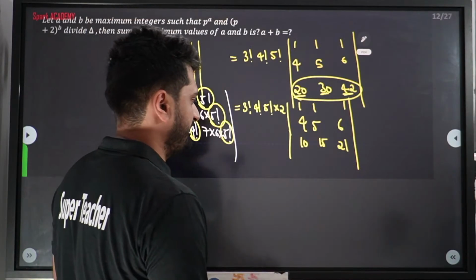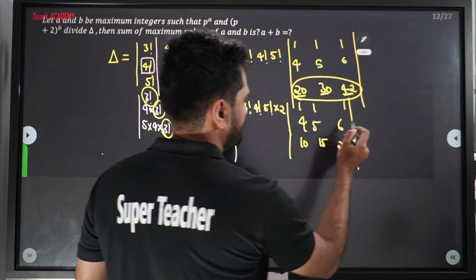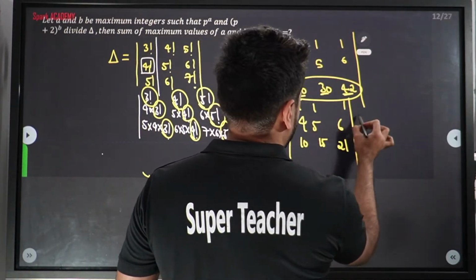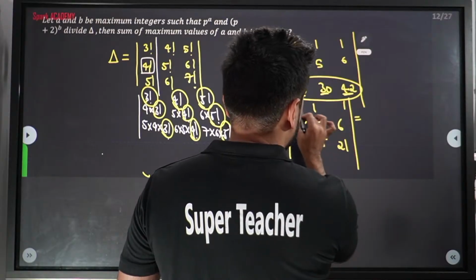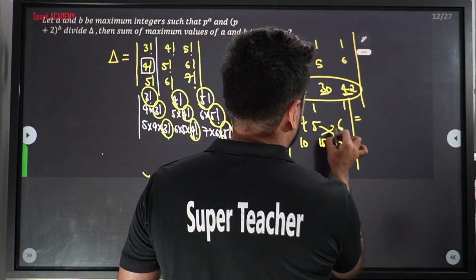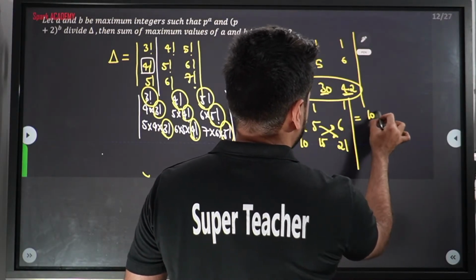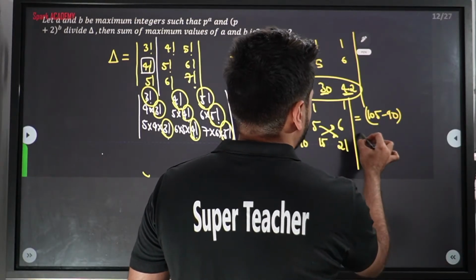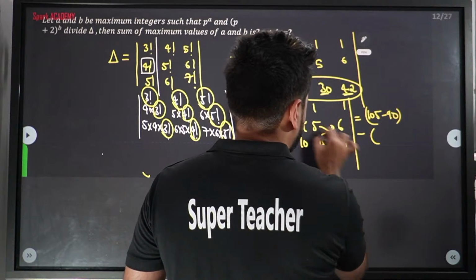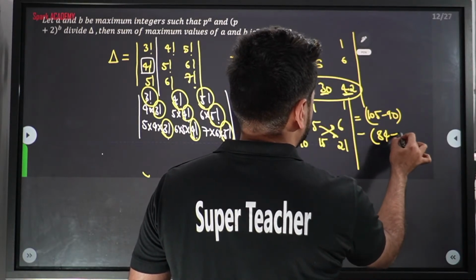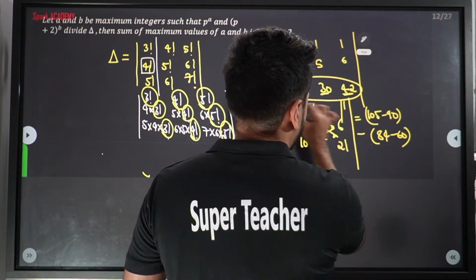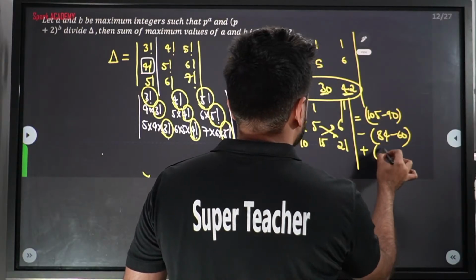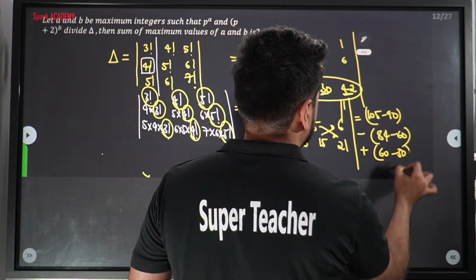Now we will try to find out this determinant. Let's take this determinant value. What does this determinant value come to? Only this determinant. So 1 into 105 minus 90, minus 1 into 84 minus 60, plus 1 into 60 minus 50.